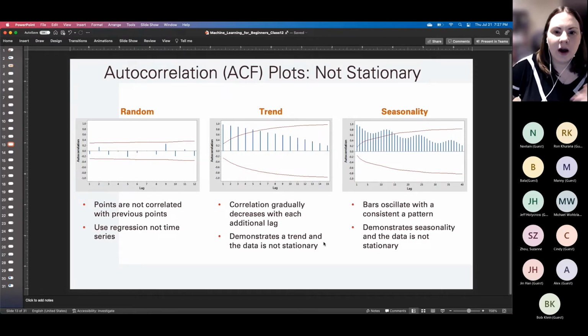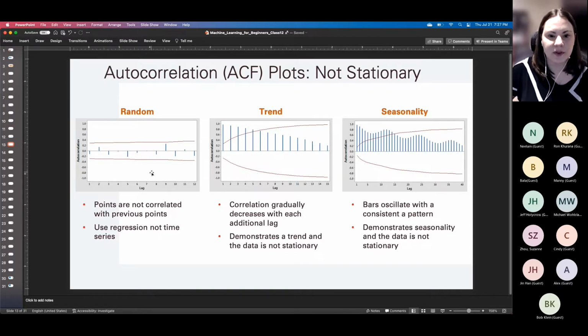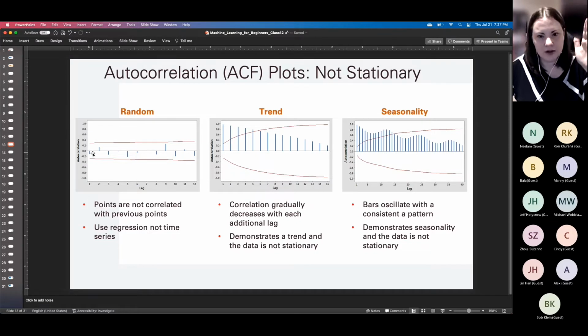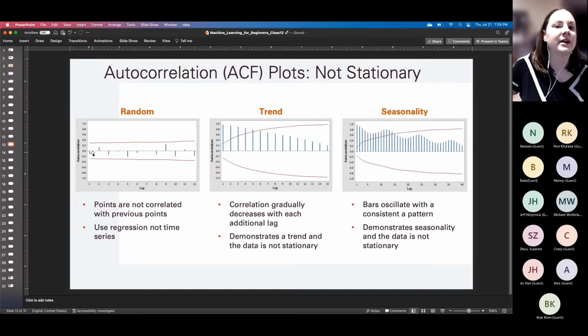Now I want to show a couple of examples of when data is not stationary. In this case, this is a completely random data set that somebody generated, and they did an autocorrelation plot on it. Time series doesn't work for something that's totally random. So that's what's shown here. You can see that there are no spikes at the beginning or large bars, meaning that none of the points are correlated with any of the other points, which shows that it's not time series data. It might be something that you can use a regression for instead of time series.